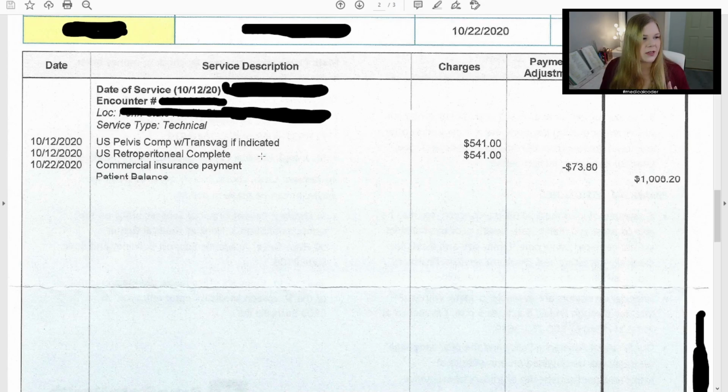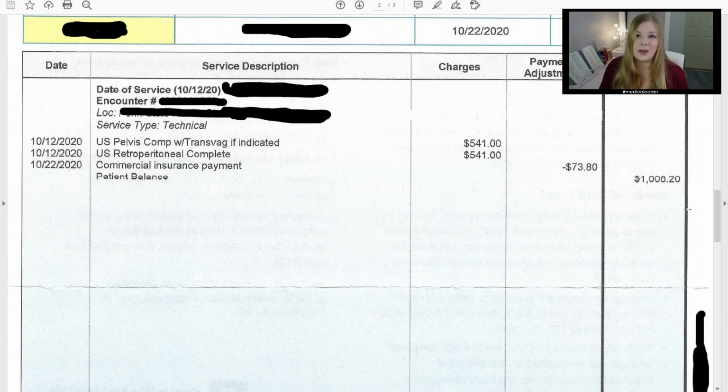One of these was transvaginal, and one of them was retroperitoneal. So they were looking basically at 2 different areas. And there's 2 different charges for these. They're both $541. There was an adjustment done. And then the patient's balance was actually a little over $1,000 because this went to the patient's deductible.